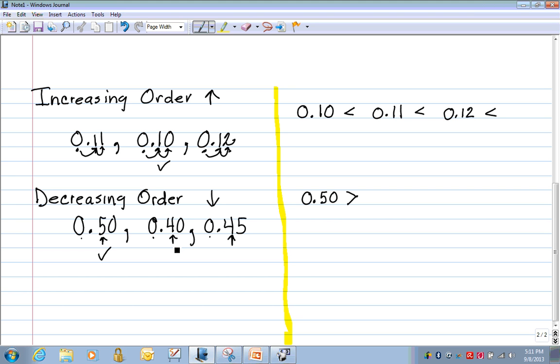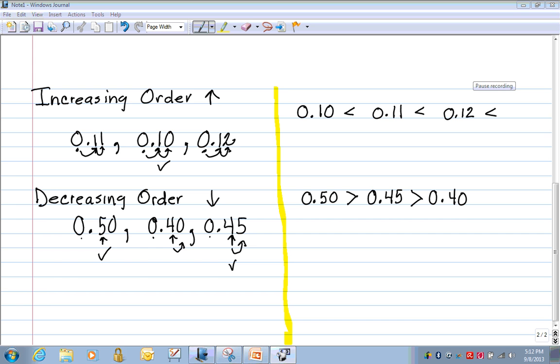So let's see what we have left. If I go at this place value and I look at my hundredths, I see a 0. And on my next number, I go to the next place value and I see a 5, and I know that 5 is greater than 0. So my next greatest number is 0.45. And that number is greater than 0.40. Push pause for note.